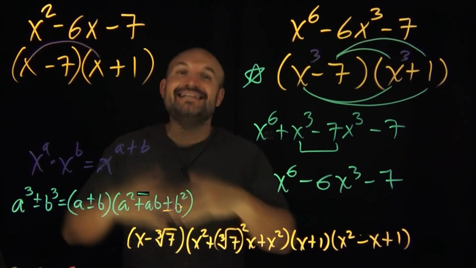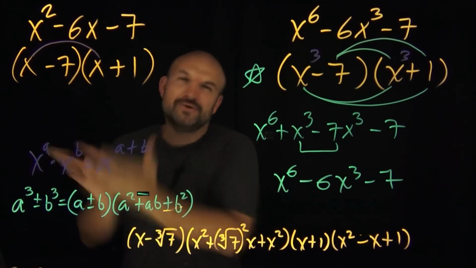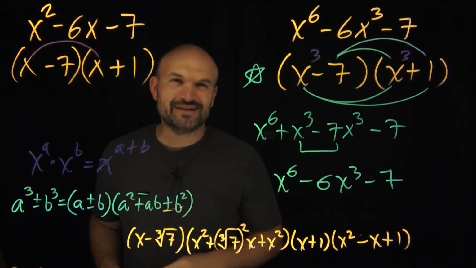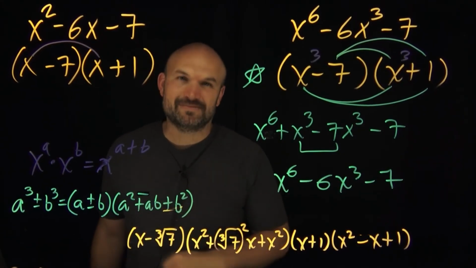Now in this example, I decided not to use substitution because I think it was kind of intuitive just to use factoring the way that we know how to use factoring. In the next one, you're going to want to use substitution because it's going to be a trinomial with exponents. I'll see you there.